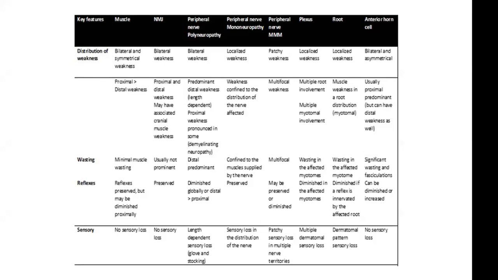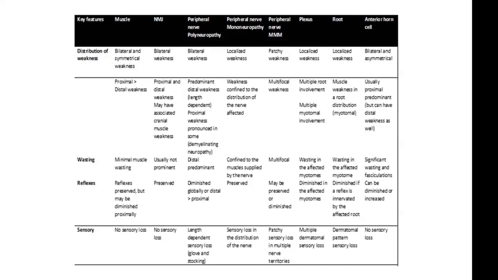Muscle. What are the features of a muscle lesion? Muscle lesions are always bilateral and symmetrical. Look at the first column of this table. There. Muscle. Remember, myopathies or muscle lesions are always bilateral and symmetrical.